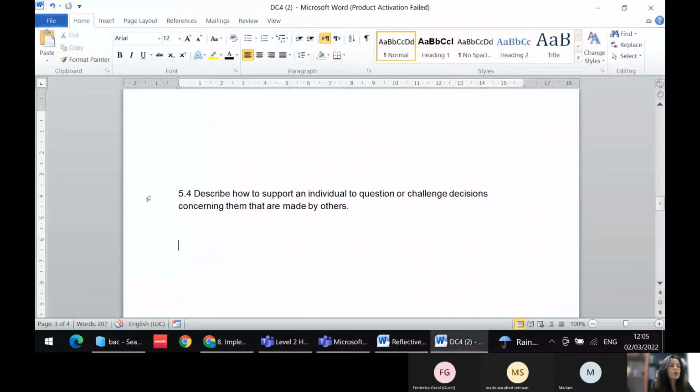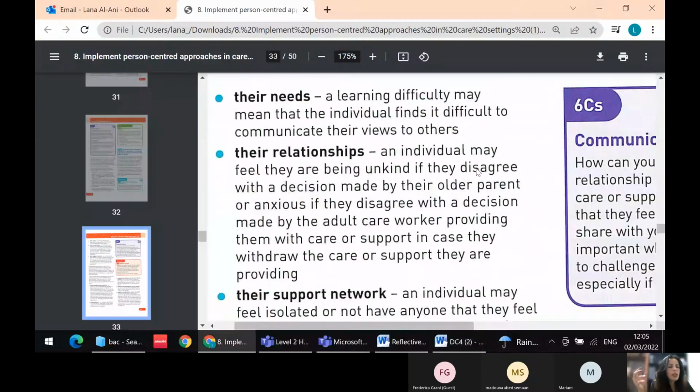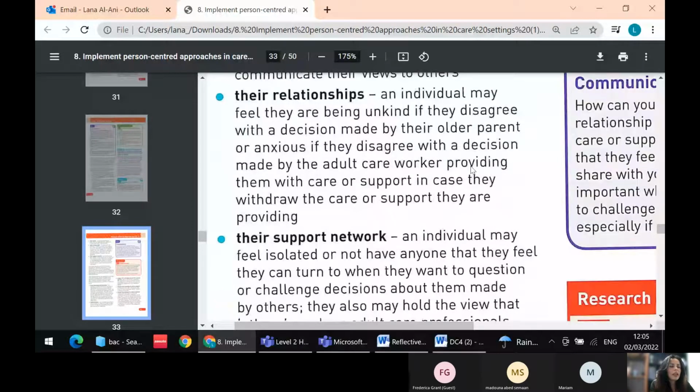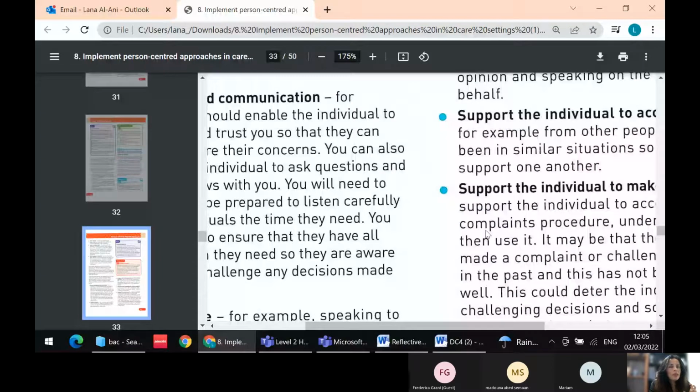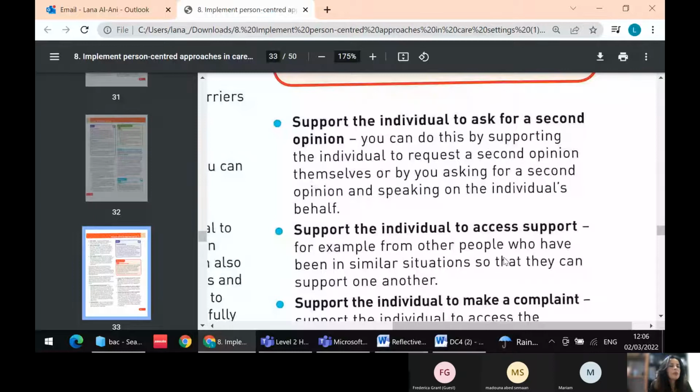So if you describe how to support the individual to question any decision made on their behalf which is not in their best interest, we need first to check their needs, their relationships. We need to know how to support them, get more support from their network, like their family, their friends. Why? Because we need to see how we can help them question decisions made on their behalf that they are not happy with, how we can support and encourage them. You need to speak up, and we can tell them that.